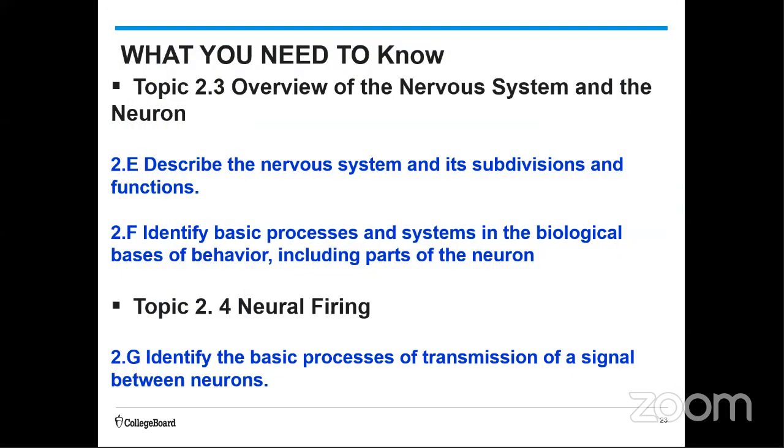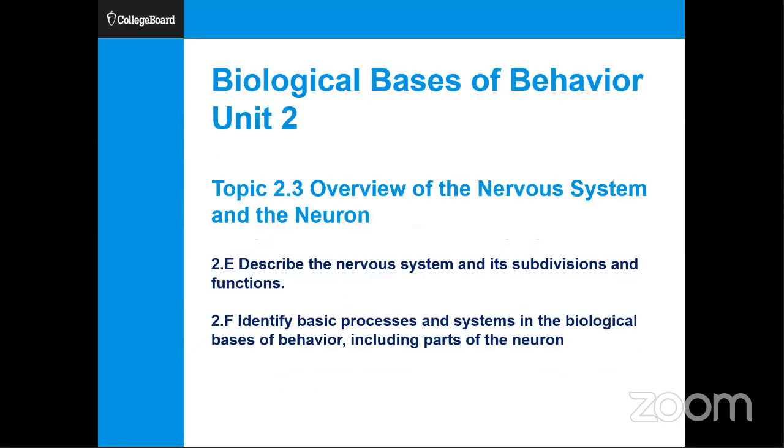All right, today we're going to do a really broad overview of the nervous system and the neuron, and we're going to also talk about neural firing and neurotransmitters specifically.